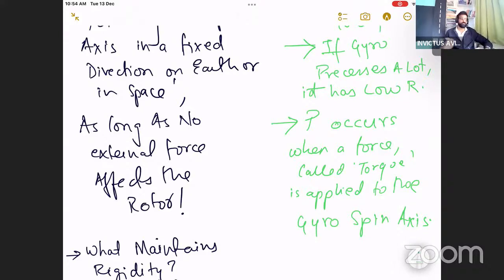The force is applied to the gyro spin axis, students. Not to the gyro, not to the rotor.